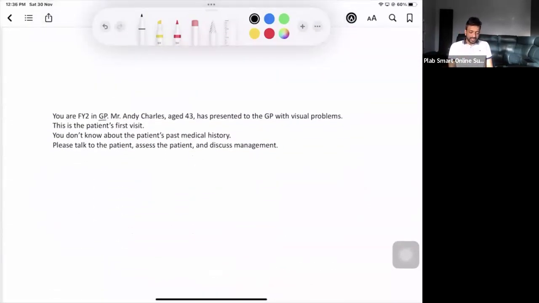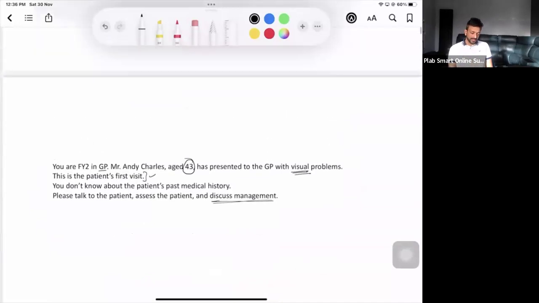You are an FY2 in GP, and your patient is 43 years of age, presented with some visual problem. This is the first time the patient is coming to you. You don't know about the past medical history. Talk to the patient, assess, and discuss the management. Okay, fine. So how can I help you?